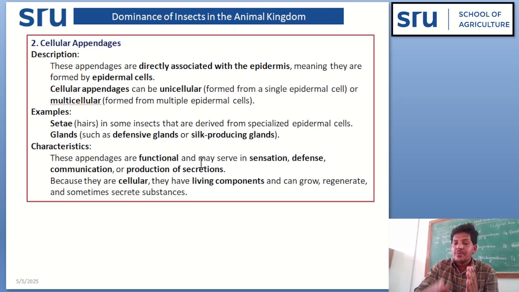These appendages are functional and may serve in sensation, defense, communication and production of secretions. In the coming slide you will see examples. Because they are cellular, they have a living component and can grow, regenerate and sometimes secrete substances. Why? Because they are cellular and living. That's why they can regenerate and can produce substances also.